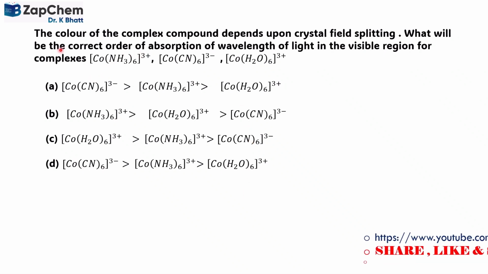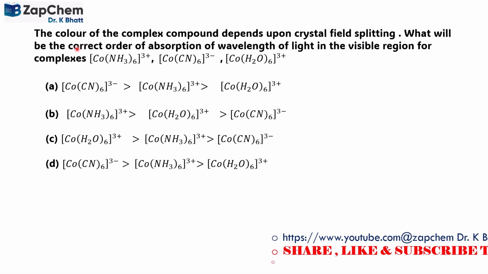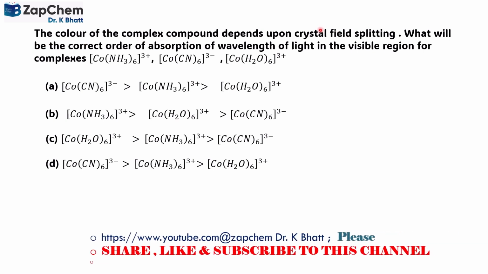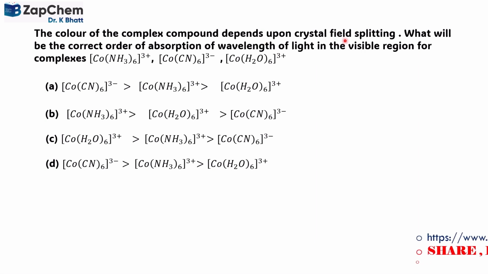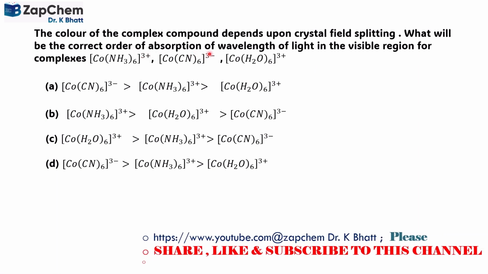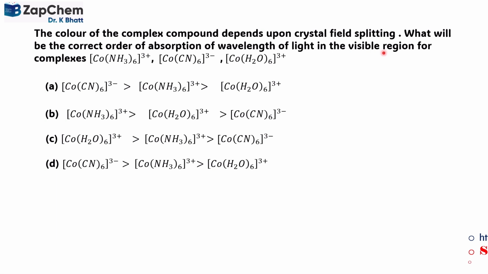Here is a very good question on coordination chemistry. The question is: the color of the complex compound depends upon crystal field splitting. What will be the correct order of absorption of wavelength of light in the visible region for the complexes?